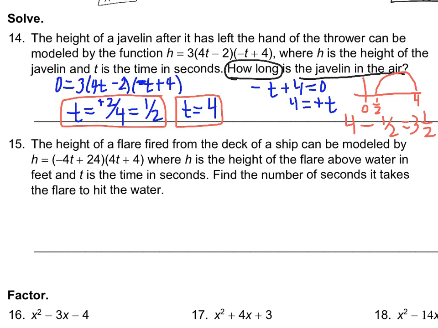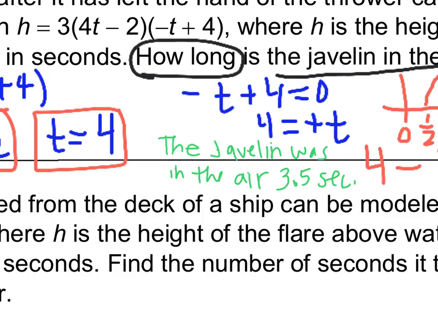So what I need to do is subtract my 4 and take away 1/2, which obviously is going to give me 3.5. So that's how long the javelin spent in the air, 3.5 seconds, and that is actually my answer. So you can see that I answered here. The javelin was in the air 3.5 seconds.